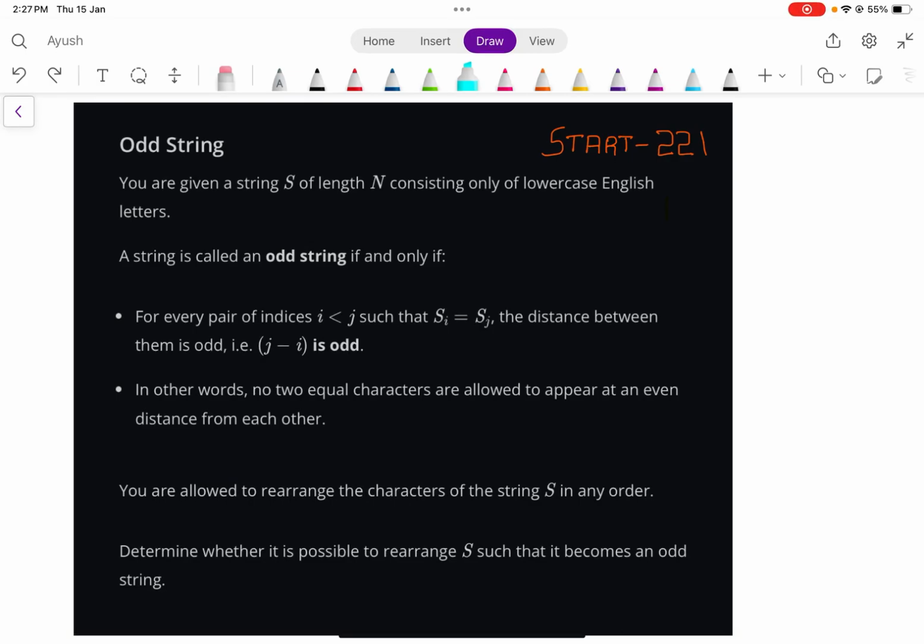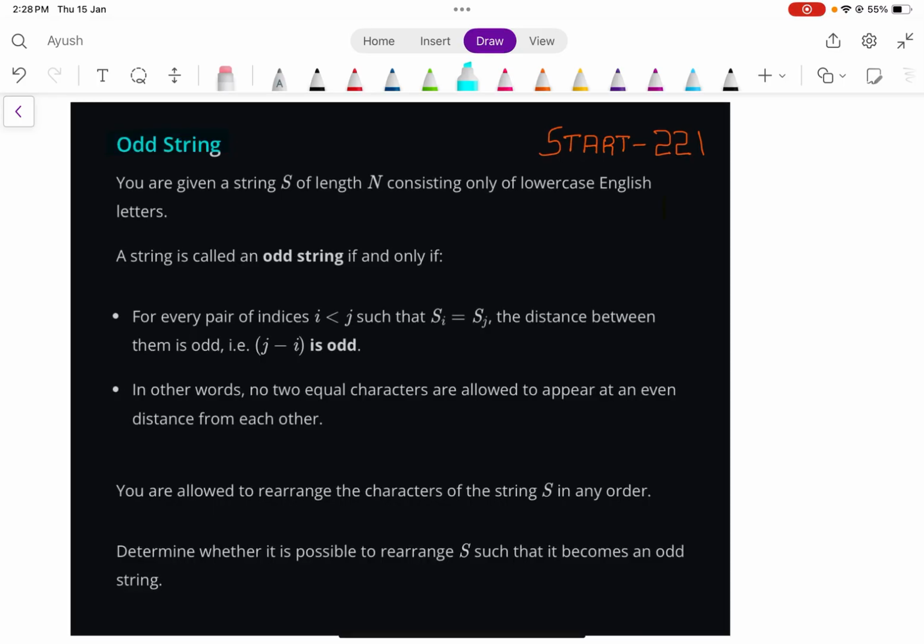Hello everyone. In this video, we are going to discuss the third problem in the Division 4 of CodeChef Starters 221. We'll go through the problem statement first. The question is named Odd String.